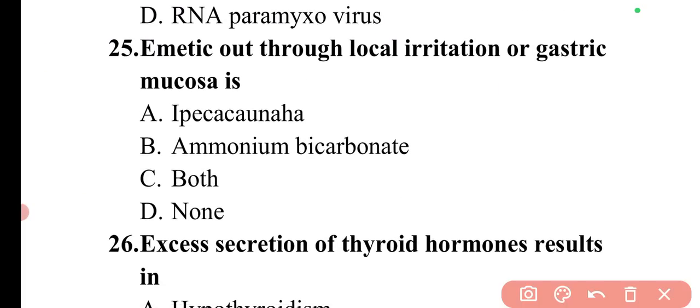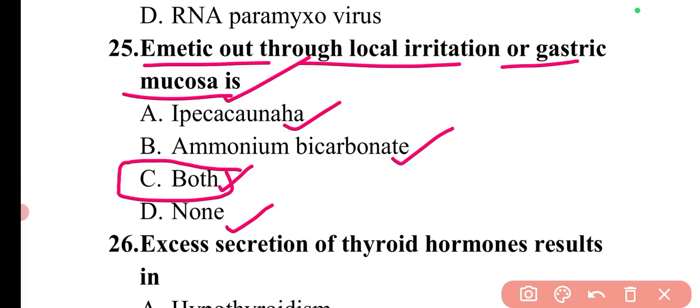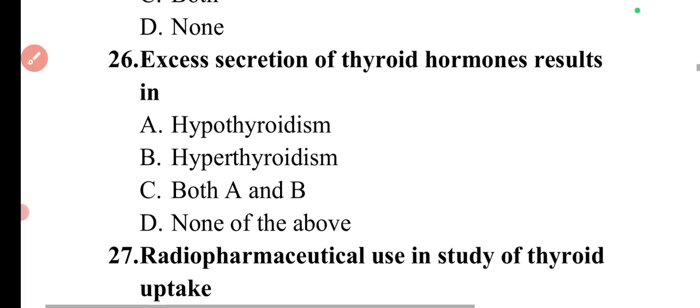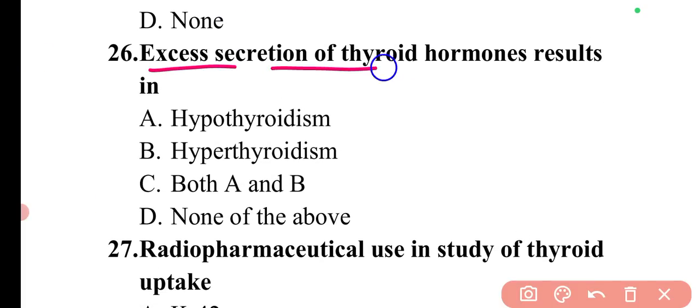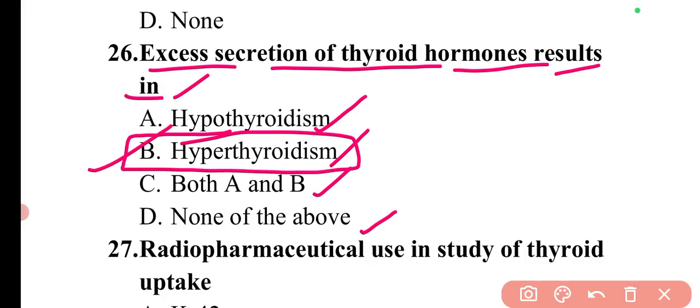Next question is, emetic out through local irritation of gastric mucosa is. Options are ipecacuanha, ammonium bicarbonate, both, or none. And the correct answer is option number C, both. Next question is, excess secretion of thyroid hormones results in. Options are hypothyroidism, hyperthyroidism, both A and B, or none of the above. And the correct answer is option number B, hyperthyroidism.